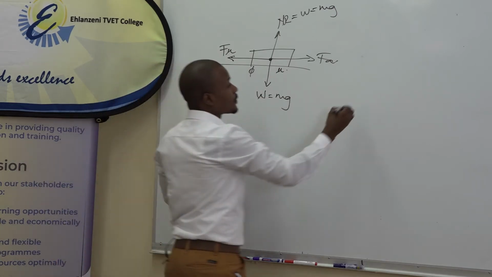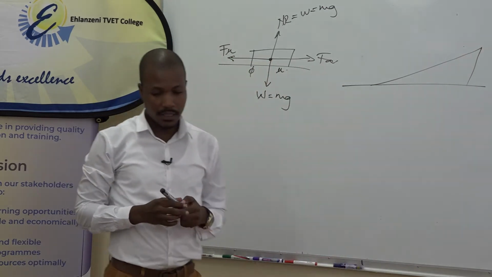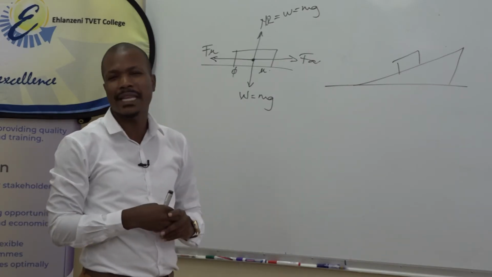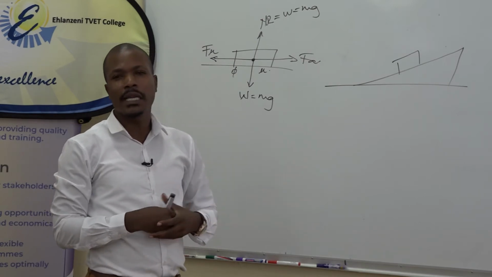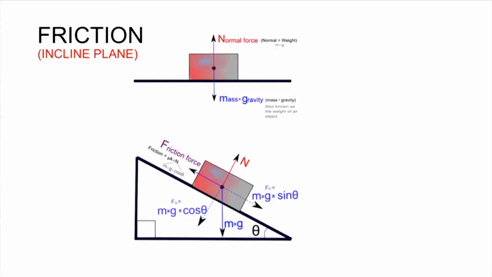Now, this is what happens under normal circumstances. But in today's lesson, we are looking at friction on an inclined plane. Now, what happens to an object when it's parked on an inclined plane? That particular object will experience a certain number of forces. Such forces could be the force perpendicular to the inclined plane, the force parallel to the inclined plane, as well as the angle with which that particular inclined plane is projected.